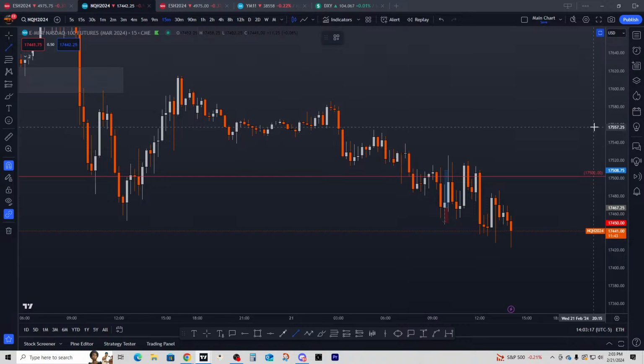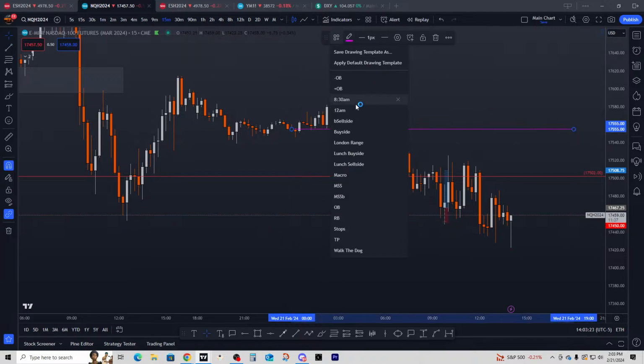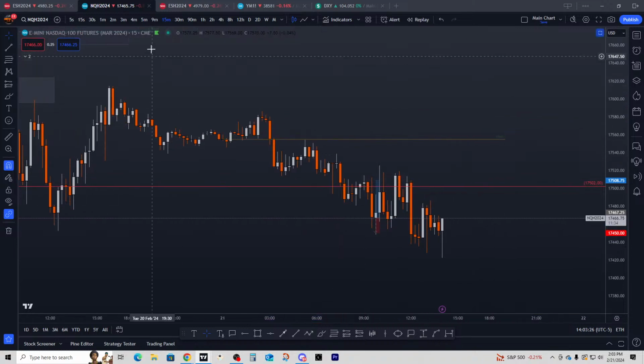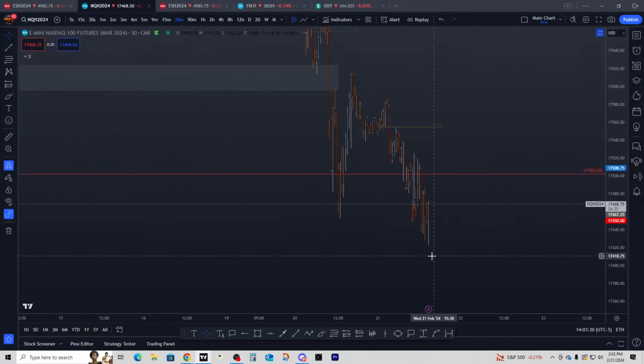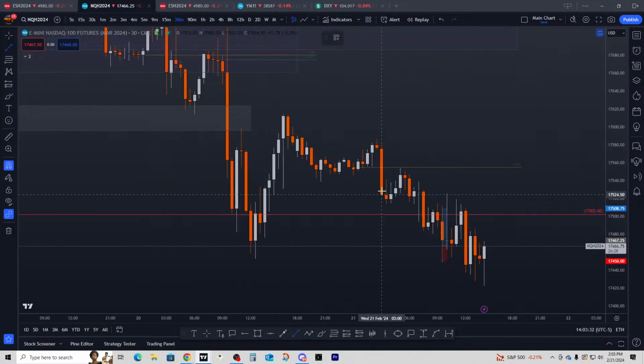We got the FOMC minutes that just came out, so we're gonna trade what happens after this price action. But right now I'm just gonna mark up our buy side and our sell side. I would say sell side just got ran, so I want to pay attention to that.